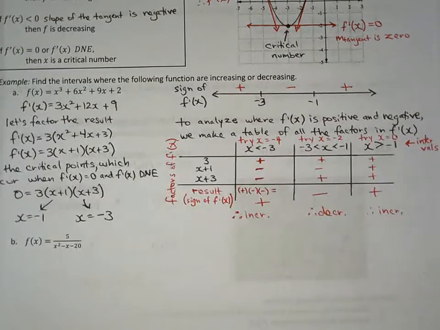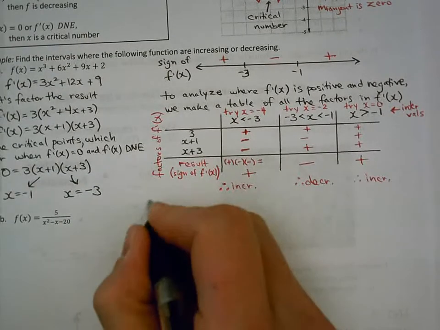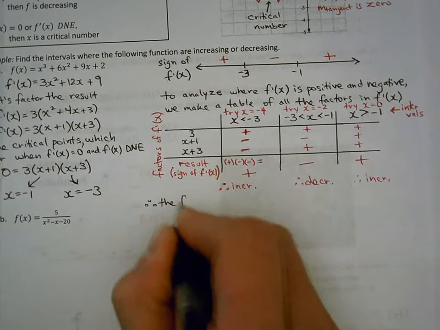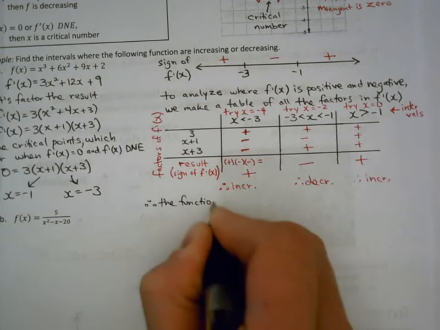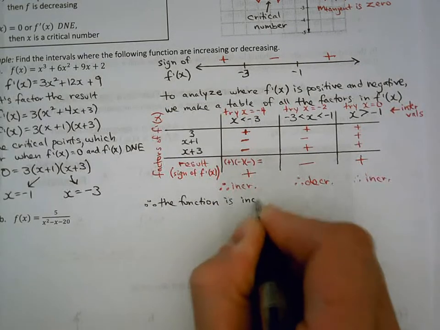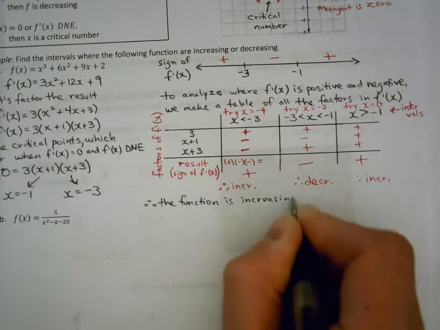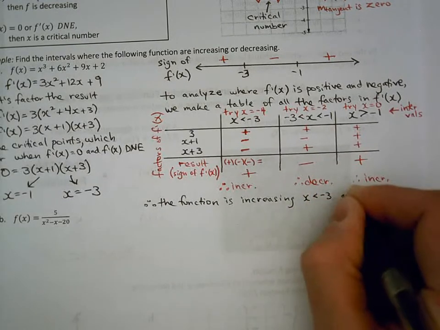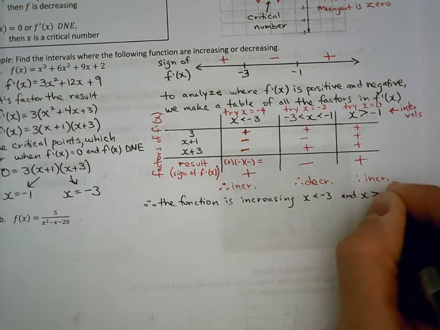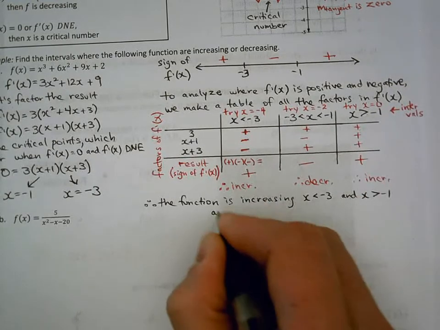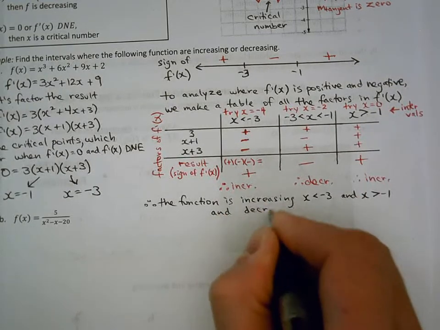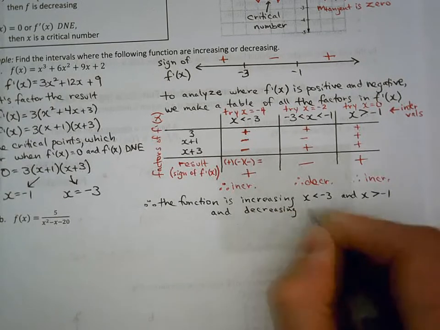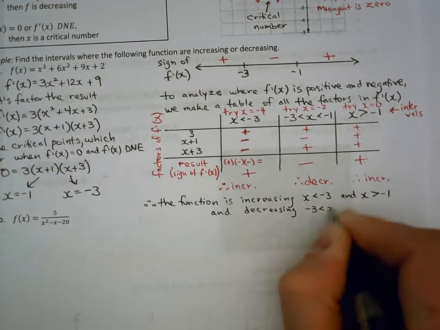Just to be complete for this solution, I'm going to write: therefore, the function is increasing for x less than -3 and x greater than -1, and decreasing for x between -3 and -1.